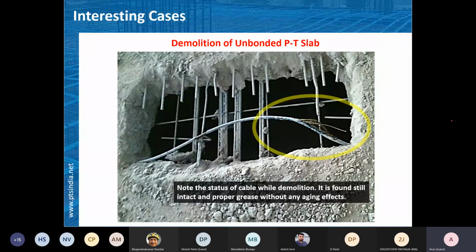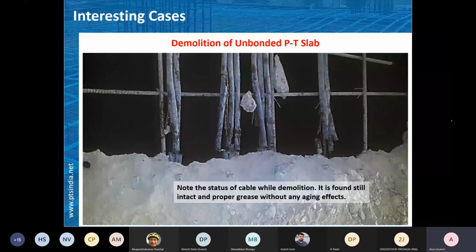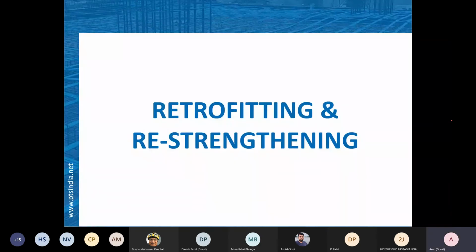So after while demolition, we washed out the cable. Still, the cable is in good condition. The grease is also in good condition. You can see that the grease patches are there, so grease is working good. Retrofitting and re-strengthening of the project with the help of this kind of system, that is unbonded monostrand PT system.